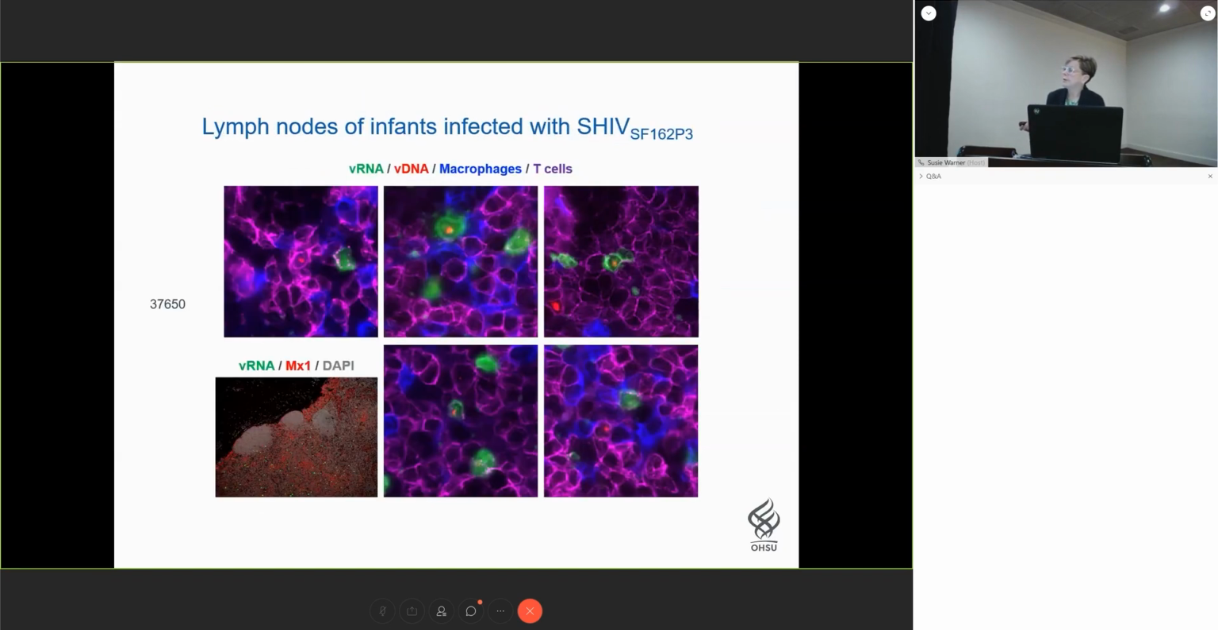This is to show you the virus goes directly to lymphoid tissues and gut. It's not in the B cell follicles in this animal. This animal has no T cell responses. It's basically a rapid progressor. It's being expressed in T cells, RNA, and DNA. Thanks to Jake Estes for this particular slide.